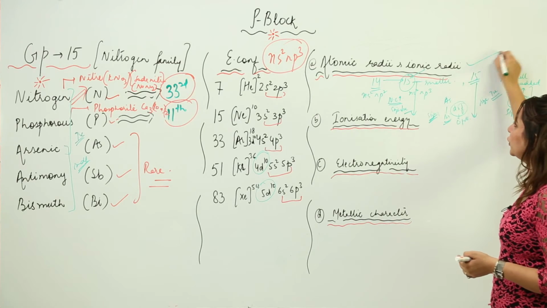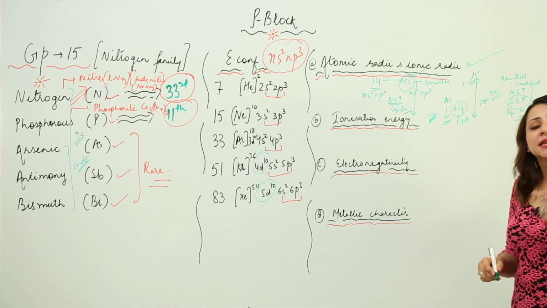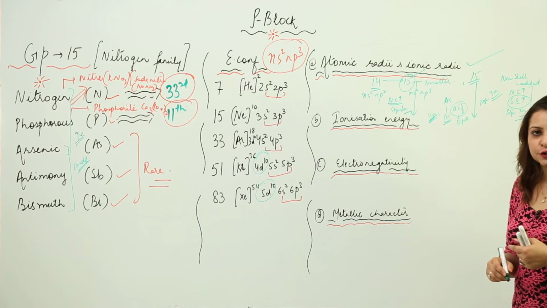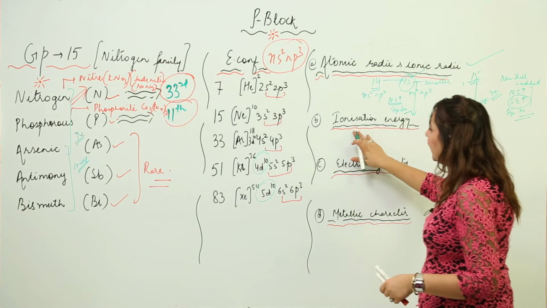So this is how you are going to explain the atomic radii, and the rules you have applied for the atomic ones are also applicable for the ionic ones, but there we are talking about the ions. Second is ionization energy.